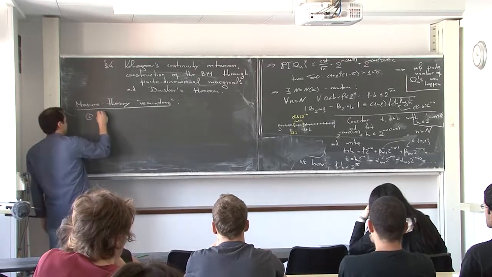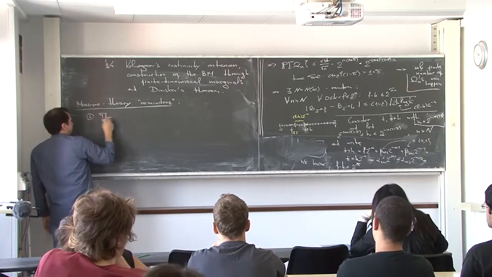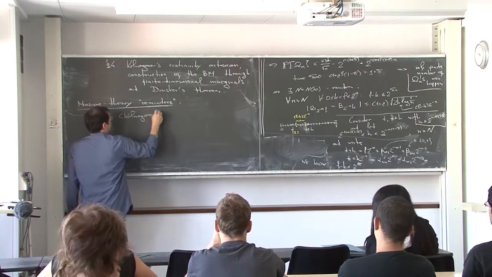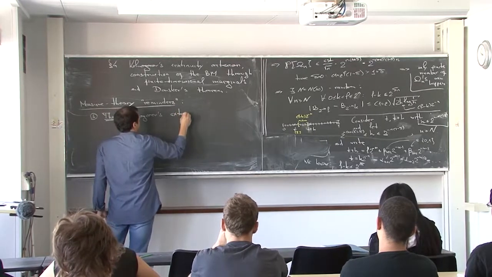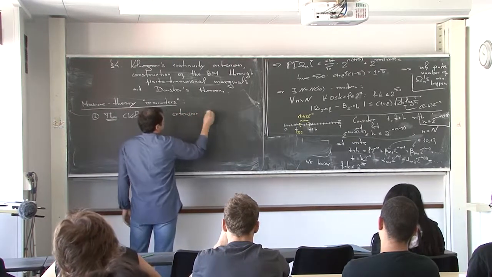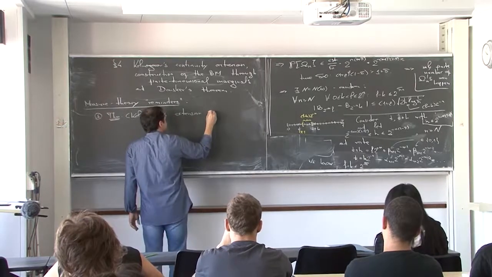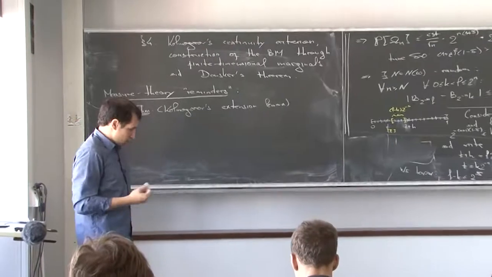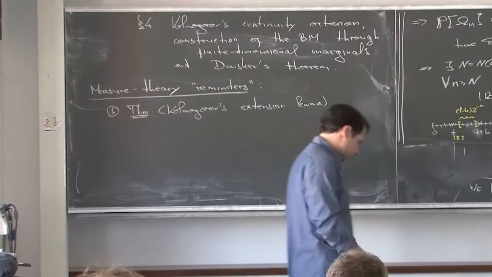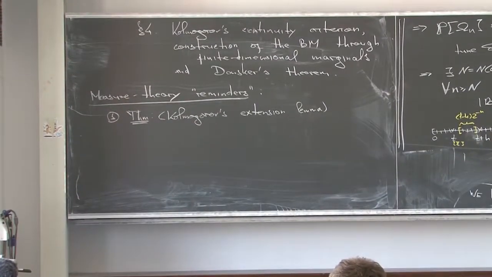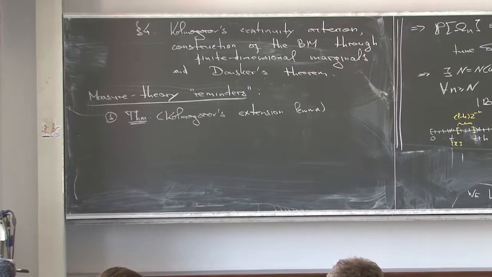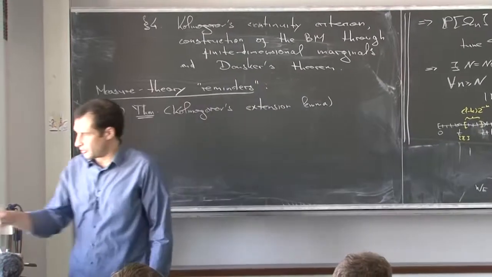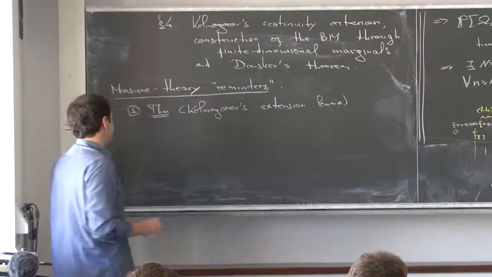So what is the first important reminder? It's called Kolmogorov extension theorem or lemma. So what does it say? There is nothing very deep here, but something that maybe is good to digest during the break.